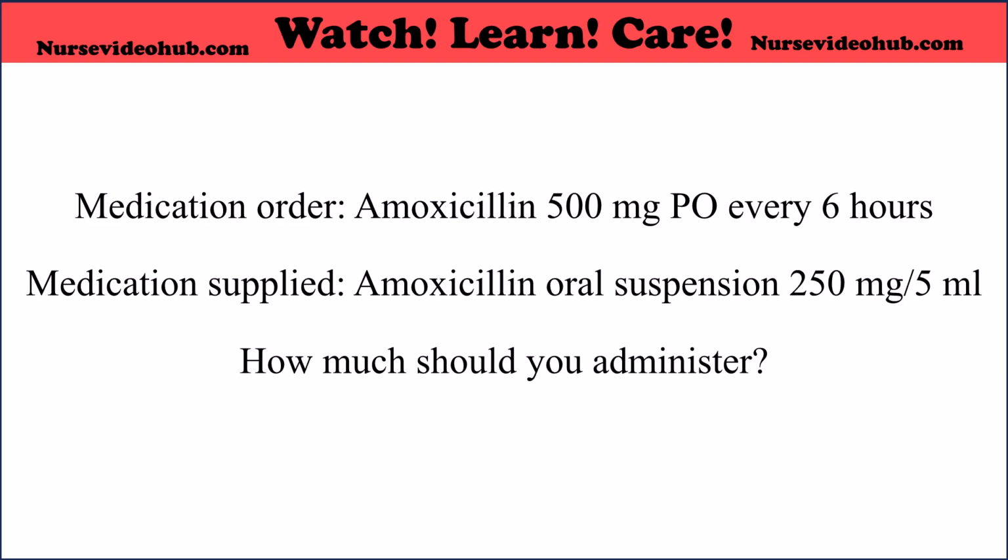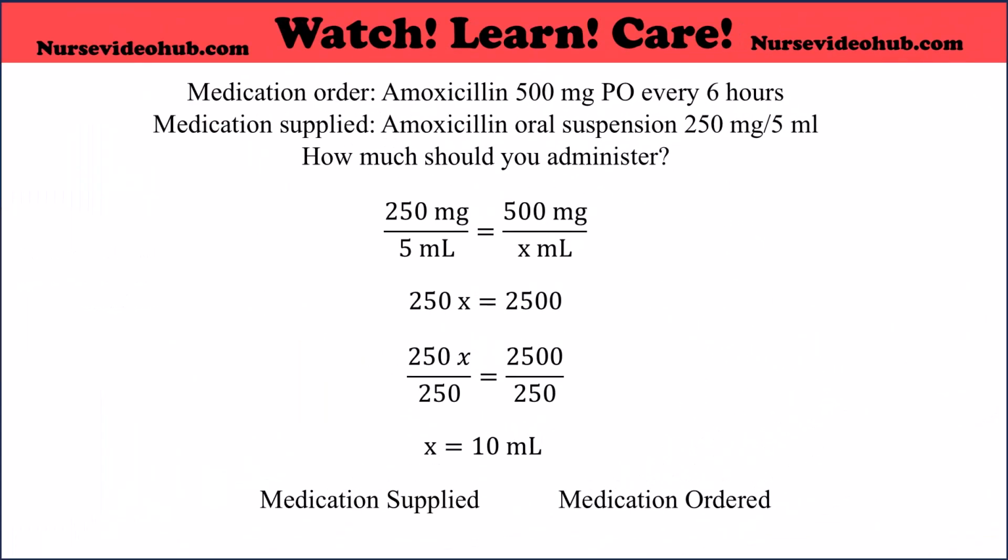Let's complete another example, a liquid suspension. The medication order is amoxicillin, 500 milligrams PO every 6 hours. The medication supplied is amoxicillin oral suspension, 250 milligrams for every 5 milliliters. How much should you administer? Set up the proportion. The first ratio is the medication supplied, 250 milligrams for every 5 mLs. The second ratio is the desired dose, 500 milligrams over X milliliters.